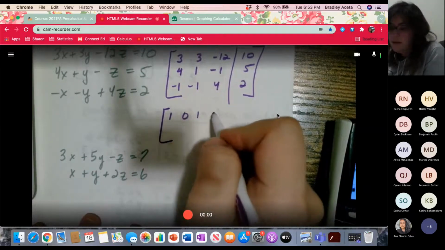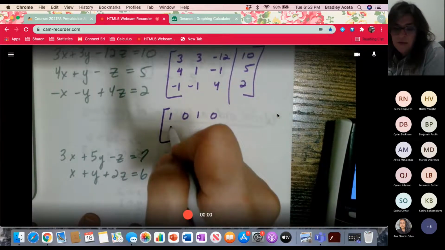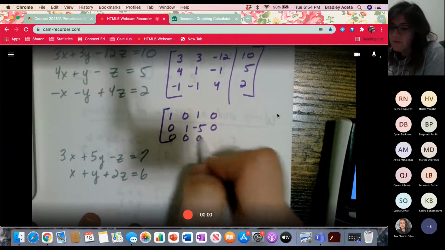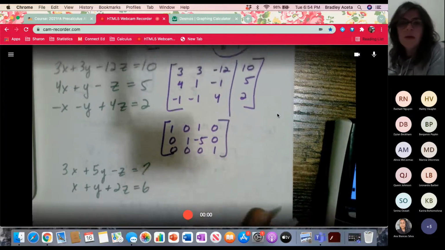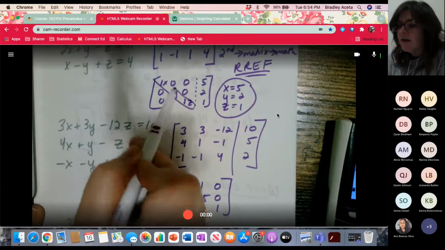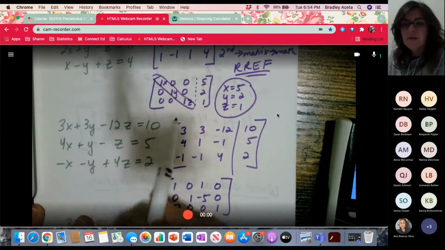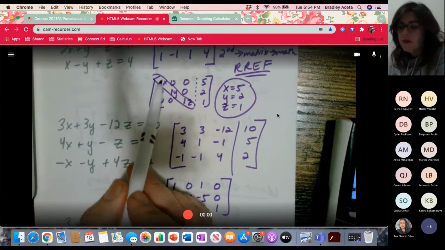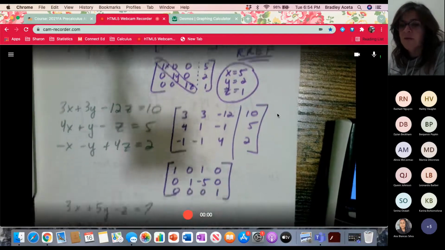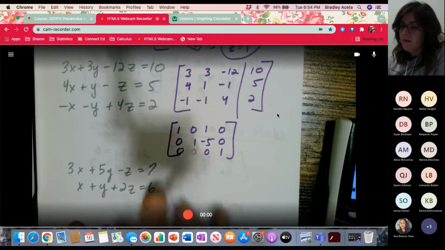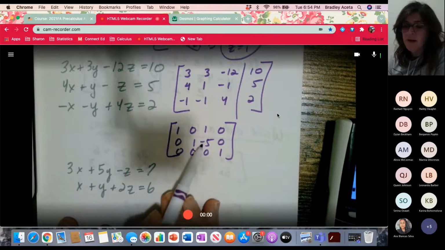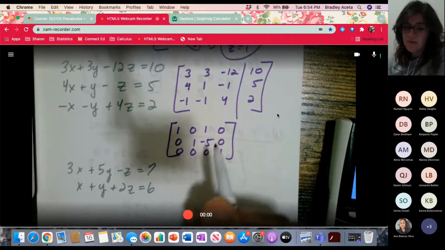Okay, let me write it out. 1, 0, 1, 0, 0, 1, negative 5, 0, and 0, 0, 0, 1. Okay. Remember up here at this one where we had all the ones in a diagonal and zeros everywhere else? That was a beautiful answer. My X value was 5, my Y value was 2, my Z value was 1. It worked out beautifully. This did not. Doesn't have a 1 in this diagonal. It actually has a 1 up here and a negative 5. This is not working out.